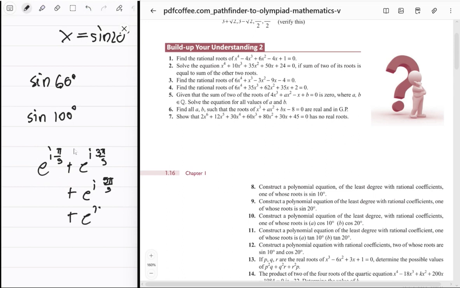e power i 7 pi upon 9. Okay, that's just too much because that's going to be a 7 degree equation. We don't want a 7 degree equation. The 6 degree would be a better thing to do, of course. So that is the meaning. Yeah, this is not going to work. This is just too much. Okay.